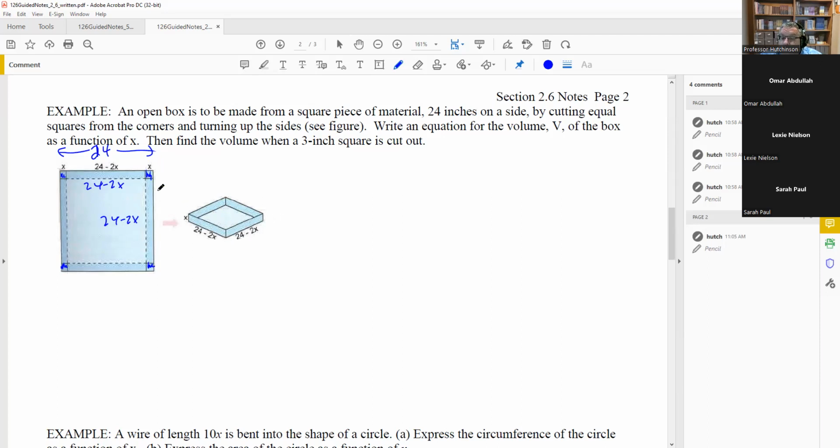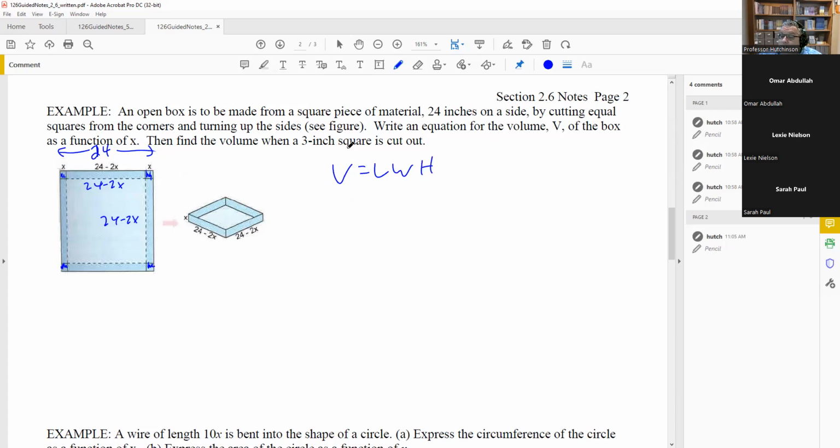And then the height, if you're folding this, it comes out of the screen. You're folding it towards yourself. That means the height of the box is going to be an x right there. Now, the volume is equal to length times width times height. Anytime you have a box or a rectangle, it's length times width times height.